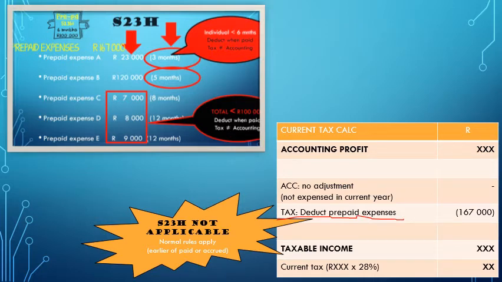However, remember that these prepaid expenses were not expensed in the current year, so they will not be included in accounting profit yet. They will be included next year, but for the current year, they are not included in accounting profit. Because remember, what will be the journal for a prepaid expense? The journal will be to credit bank when we pay the expense and to debit the prepaid expense. So it did not affect profit or loss, so it's not included in my accounting profit. Therefore, no adjustment is necessary for accounting purposes, but for tax purposes, we are allowed to deduct the full amount. That's the normal rules: deduction of the earlier of when paid or when it has accrued.